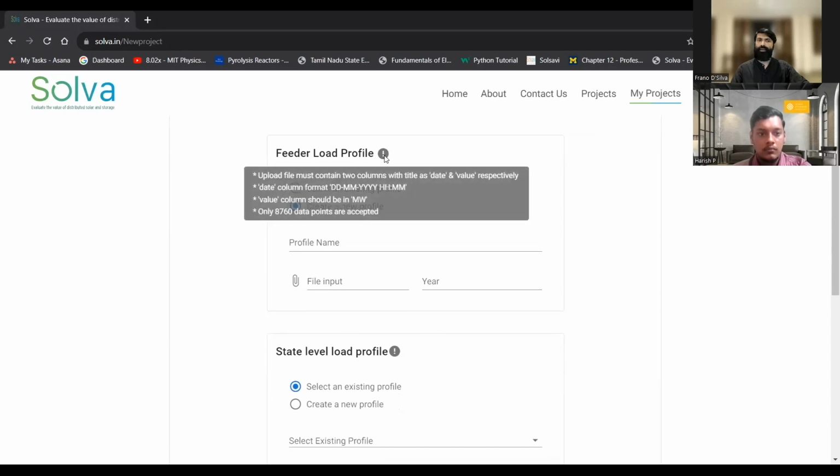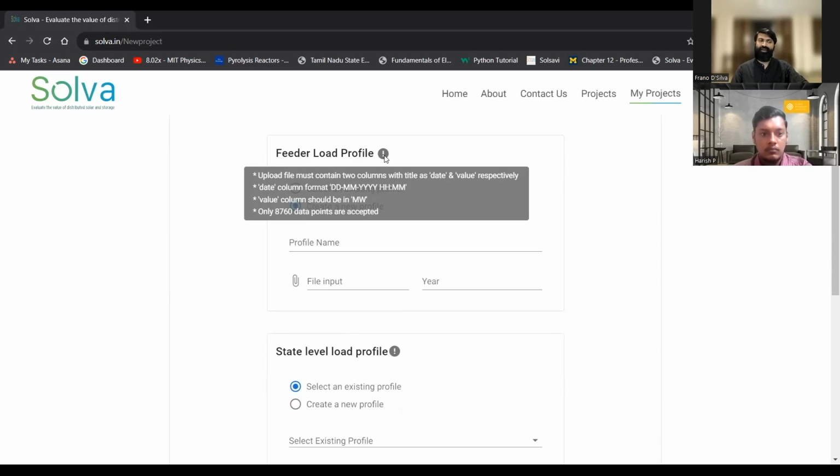This CSV file must contain two columns: one titled date and one titled value. The date column should be formatted as date, month, year, space, hours and minutes, while the value should be in megawatt.